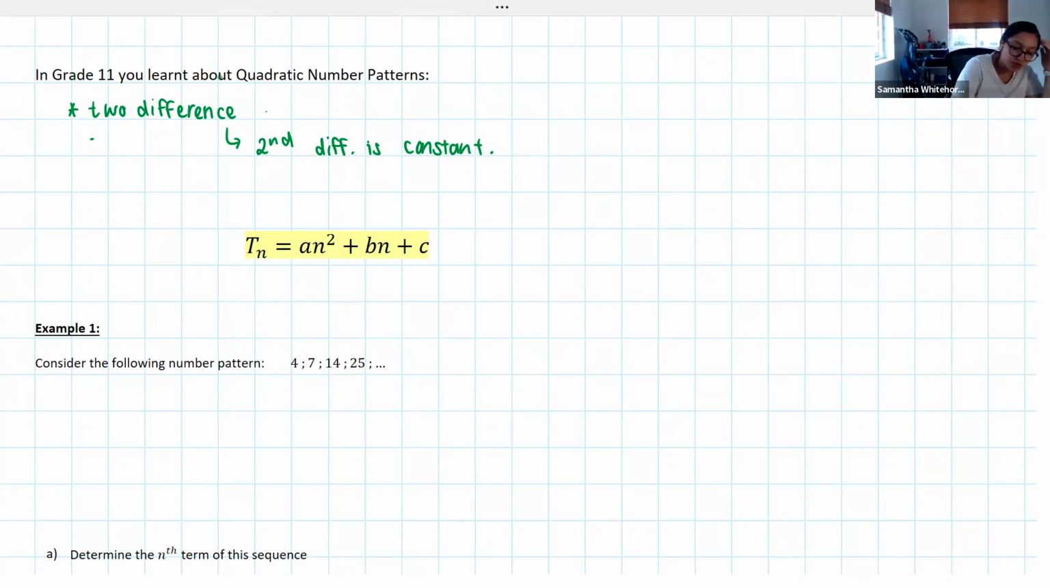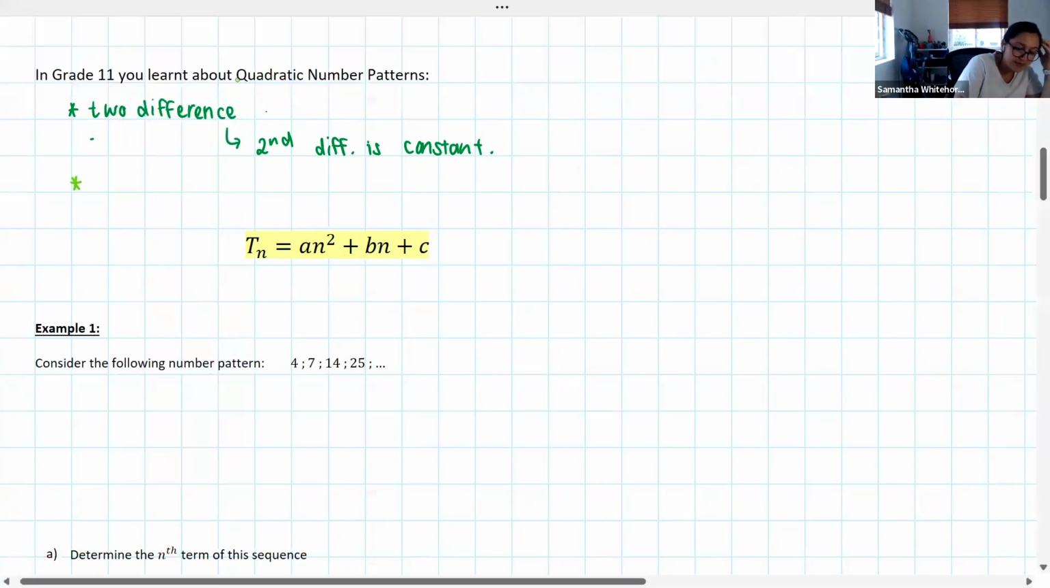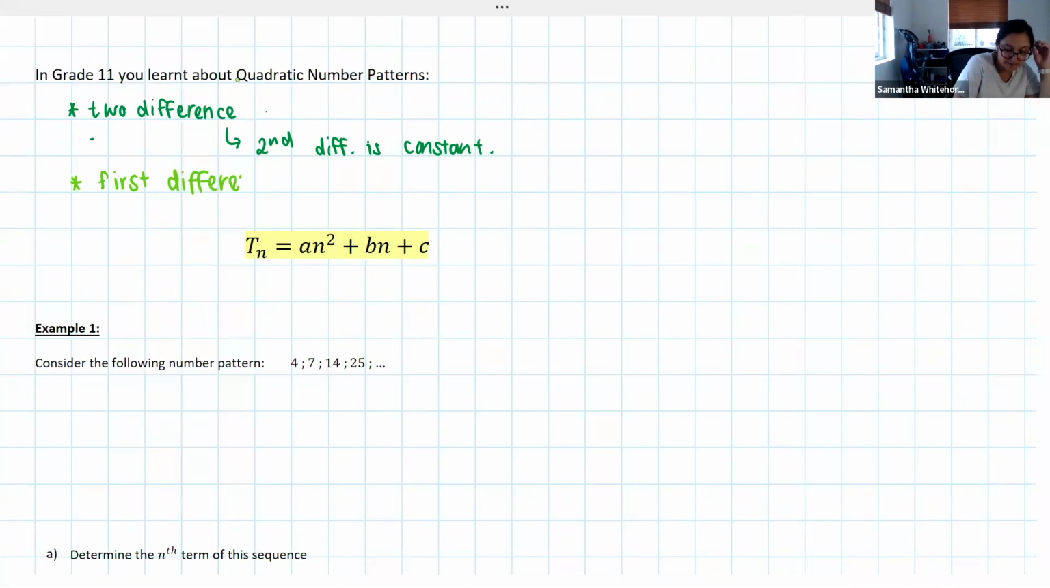Another really important thing to know about quadratic number patterns, and hopefully we'll get to an example later, is the fact that your first differences form a linear pattern. Okay, this is a question we like to ask a lot. And again, hopefully we'll get to one, but if not, we will at some point. So two important things. The most important one is knowing that your quadratic number patterns have a constant second difference. The next most important thing is the fact that your first differences form a linear pattern. And we'll see that in a second.